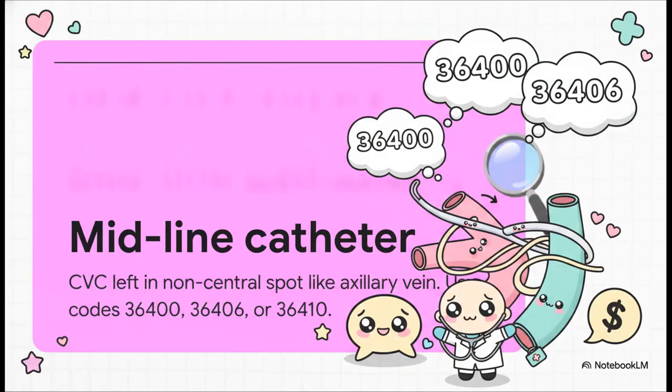But what happens when a procedure doesn't go exactly as planned? Let's say a CVC placement is started, but the physician just cannot maneuver the catheter into a central vein, and the tip is left in a non-central location, like the axillary or cephalic vein. Well, that creates a midline catheter. I want to immediately draw a boundary here. Midline catheters require completely different codes, specifically 36400, 36406, or 36410. They have their own specific rules, and they are definitely not our focus for today's explainer.